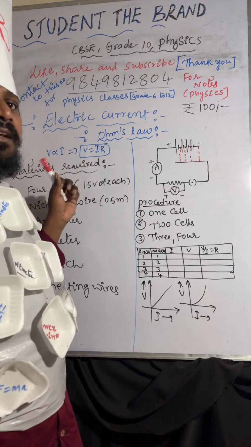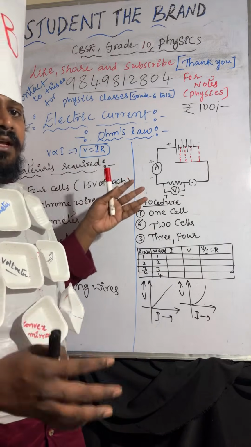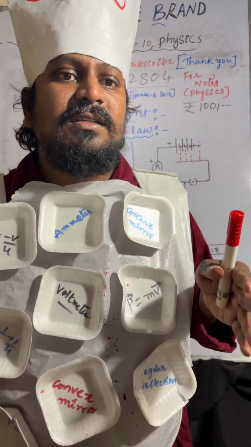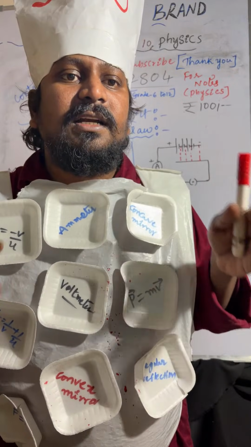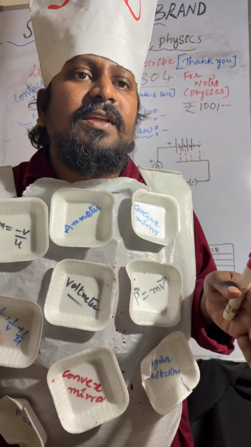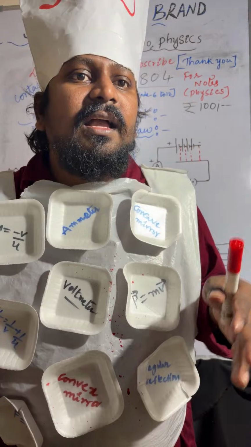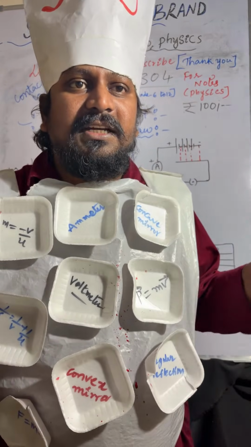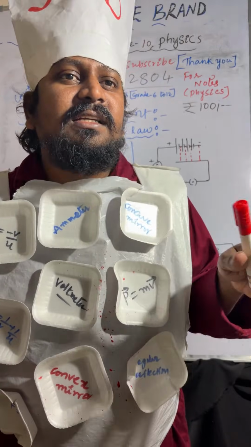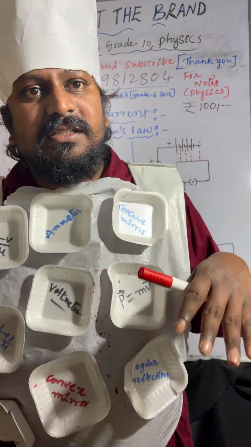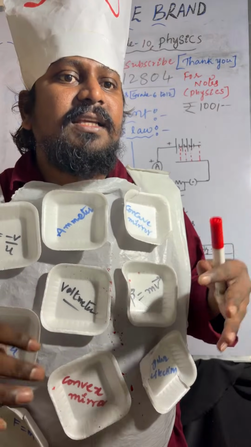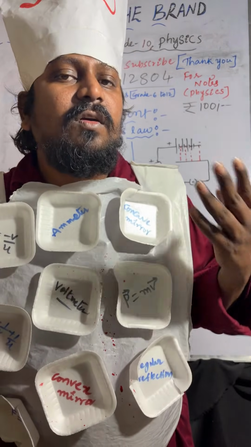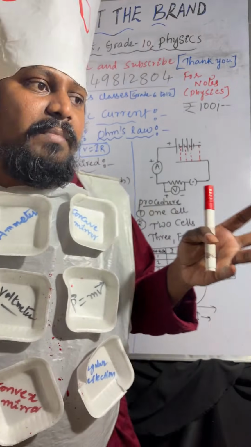Once again, check: V is directly proportional to I. The potential difference across the ends of the given metallic conductor is directly proportional to the current flowing through it at a constant temperature, and physical conditions also the same. So V is directly proportional to I, V equal to IR.